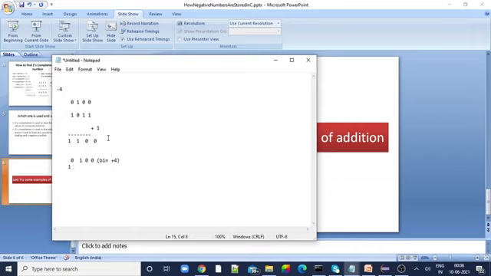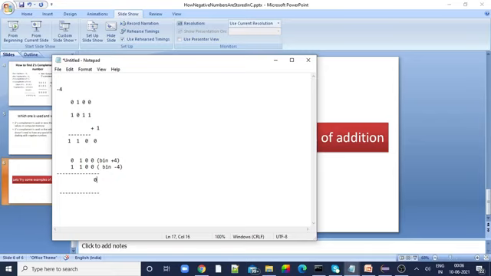Then 1, 0, 1, 1, 0, 0. This is the binary value for minus 4. So what are we going to get? We should get the result of 0 if I add plus 4 and minus 4.